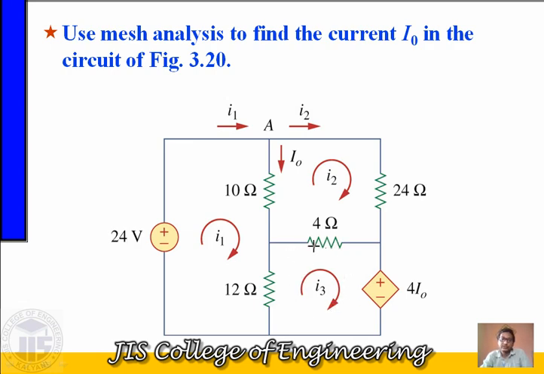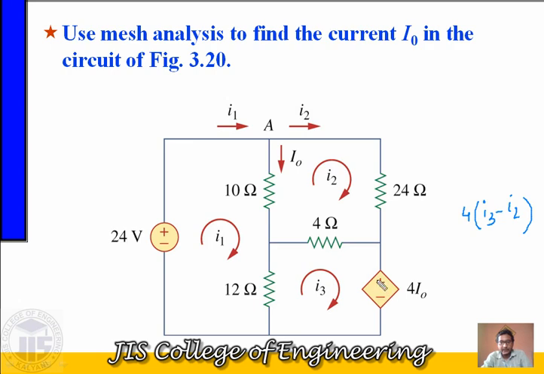For the 4 ohm resistance it will be 4 into, which current, I2. We are moving left to right, but which current is there, I3 current. So 4 into I3 minus I2, this is one voltage. Then we are going to the positive terminal of this current dependent voltage source.